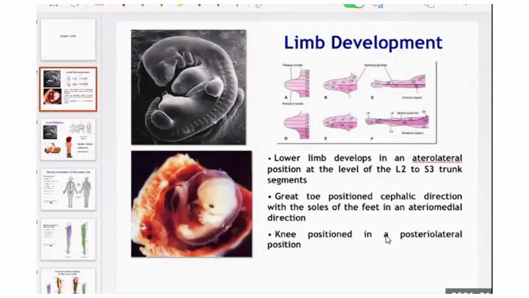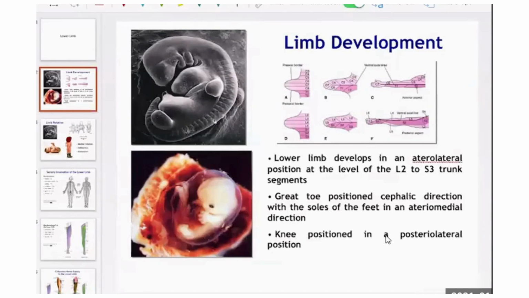In the hand we call it palm and dorsum. In the foot we have dorsum above, the plantar below. And I said pre-axial border and post-axial border. Radius and ulna are reversed, right? So the lower limb develops from the limb bud. The limbs develop from the upper limb bud and the lower limb bud, which is supplied by the lumbosacral trunk, L2-3 fibers.